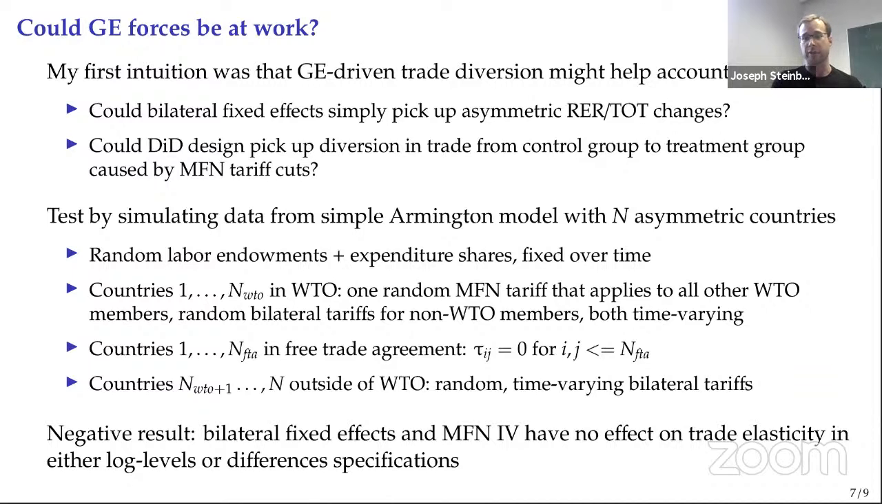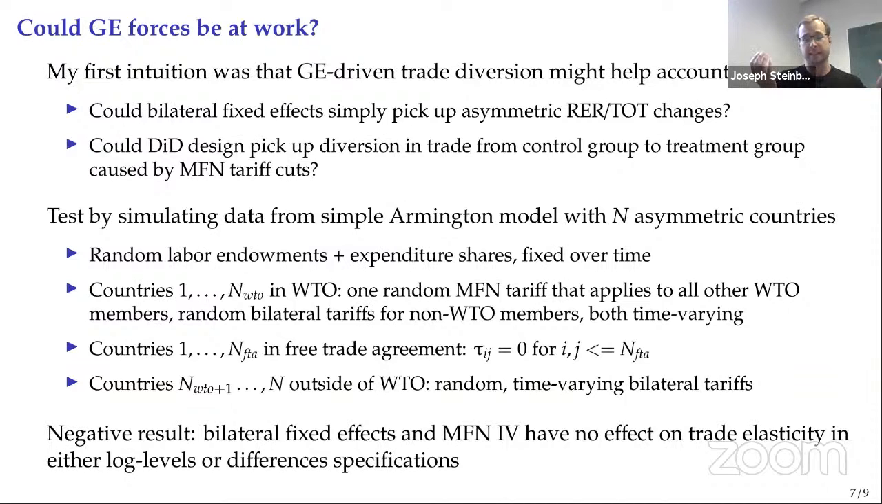I rigged up a very simple Armington model with a bunch of asymmetric countries with random labor endowments and random tariffs, some of which are in the WTO and apply MFN tariffs to all other WTO countries. Some are in a free trade agreement, and there are some non-WTO countries as well, like in the authors' analysis. And I simulated the kinds of things the authors are looking at: tariff cuts by non-WTO members and MFN tariff cuts by WTO members.